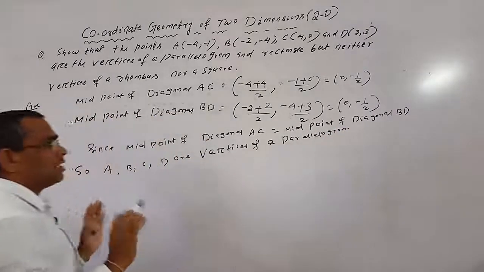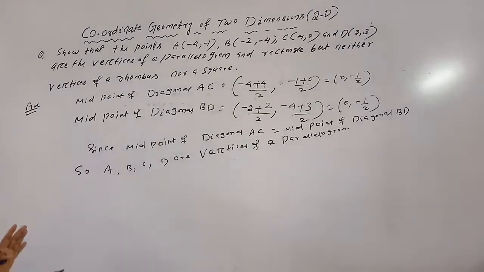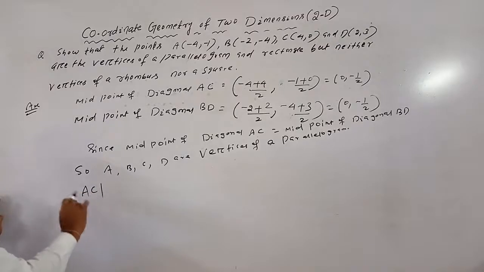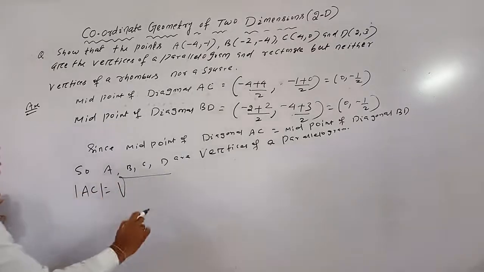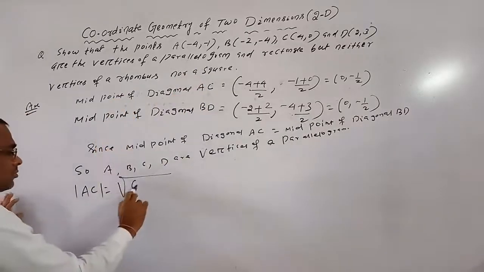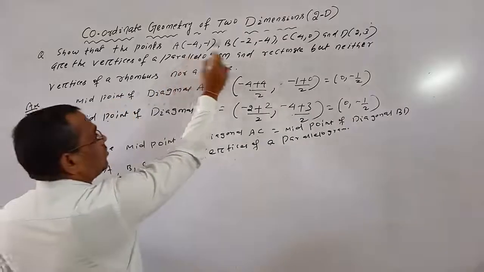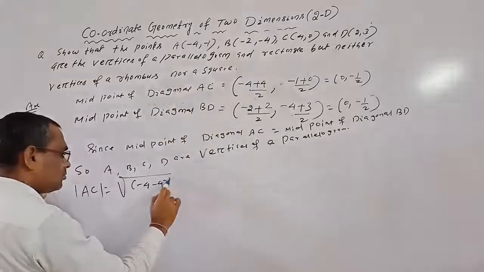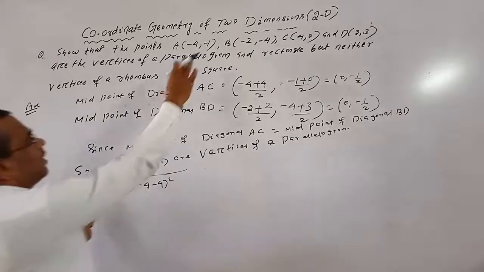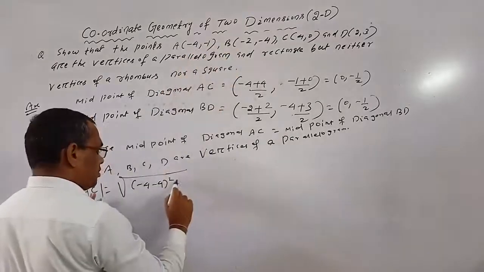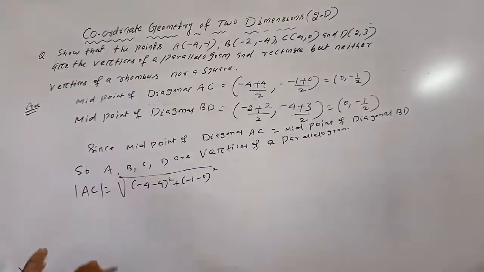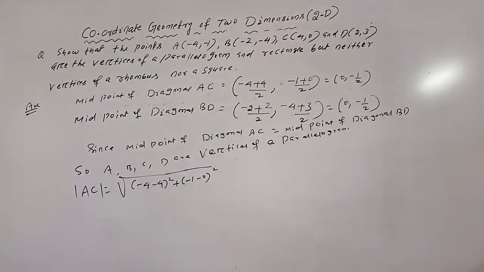Now we prove it is a vertices of a rectangle also. That means length of diagonals are equal. Now AC, what is the length of a diagonal AC? So AC means x coordinate difference square, x1 minus x2 square plus y1 minus y2 square, minus 4 minus 4 square plus minus 1 minus 0 square, or you can take also x2 minus x1 square plus y2 minus y1 square.